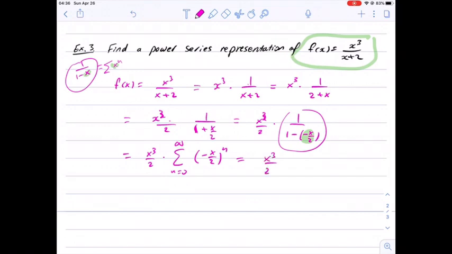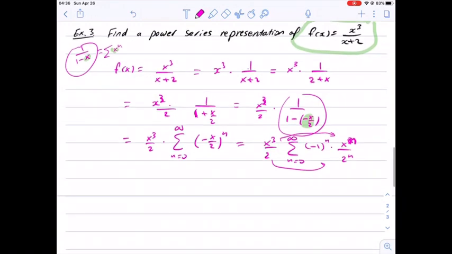and that means we have x cubed over 2 series n from 0 to infinity, negative 1 to the power n, then x cubed over 2 times x to the power n over 2 to the power n, and then we can insert this expression inside, or write it inside the series. It gives the series negative 1 to the power n, x to the power n plus 3 over 2 to the power n plus 1. So this is the power series representation of the function x cubed over x plus 2.